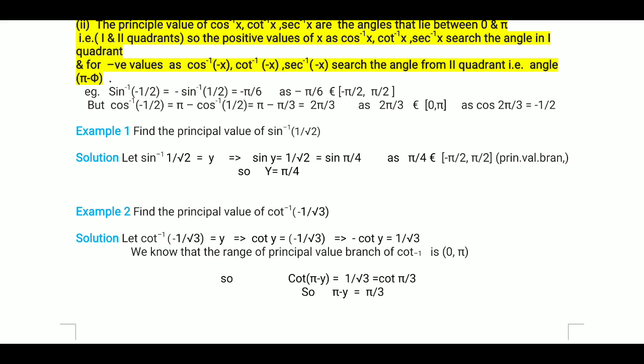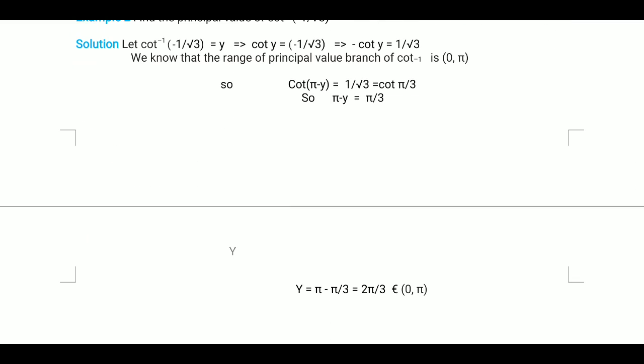cot pi by 3. 1 by root 3 is cot pi by 3. So the angle pi minus y is equal to pi by 3. Thus we get y is equal to pi minus pi by 3, that is equal to 2 pi by 3, which belongs to the principal value branch 0 to pi of cot inverse x. So this is the answer.